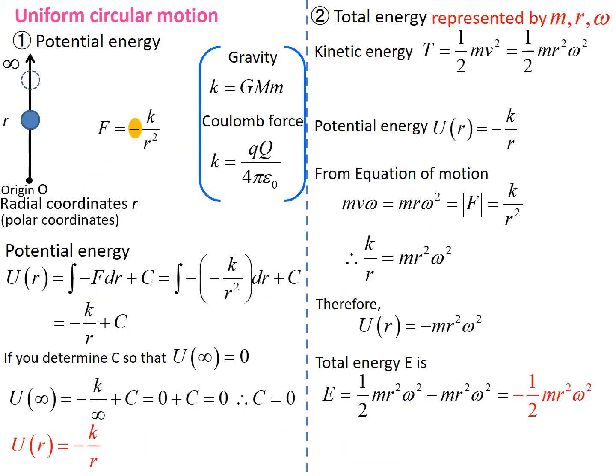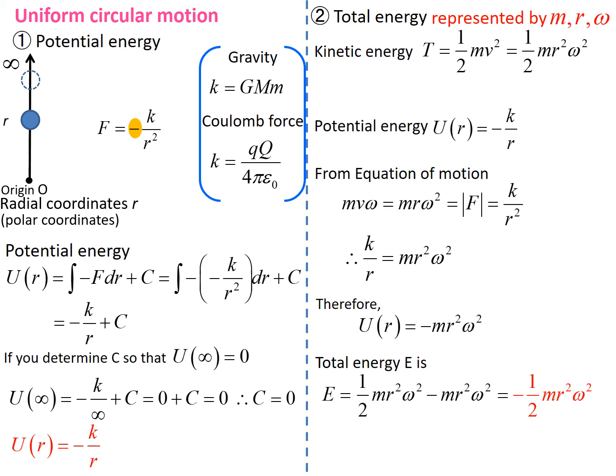First, I will explain how to calculate the potential energy in a uniform circular motion. For this problem, let's think in terms of polar coordinates, expressed as r, theta, and phi, rather than the Cartesian coordinates of x, y, and z. You can find more information about the polar coordinates in another video.